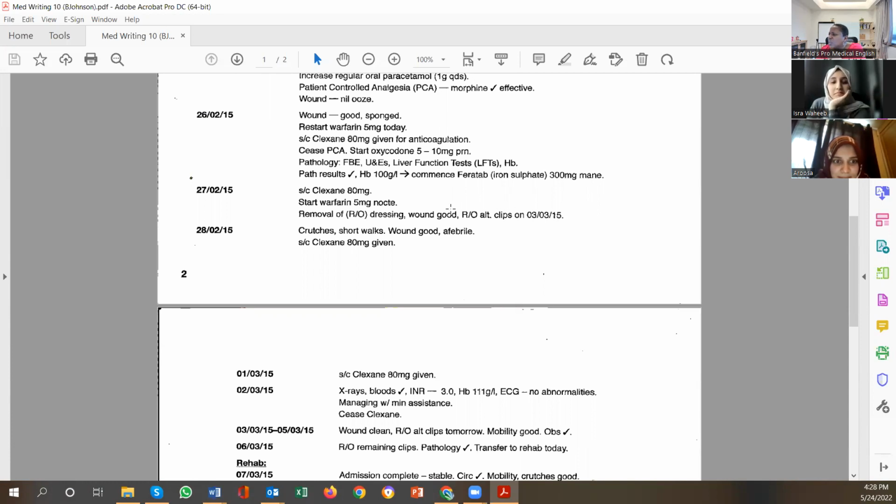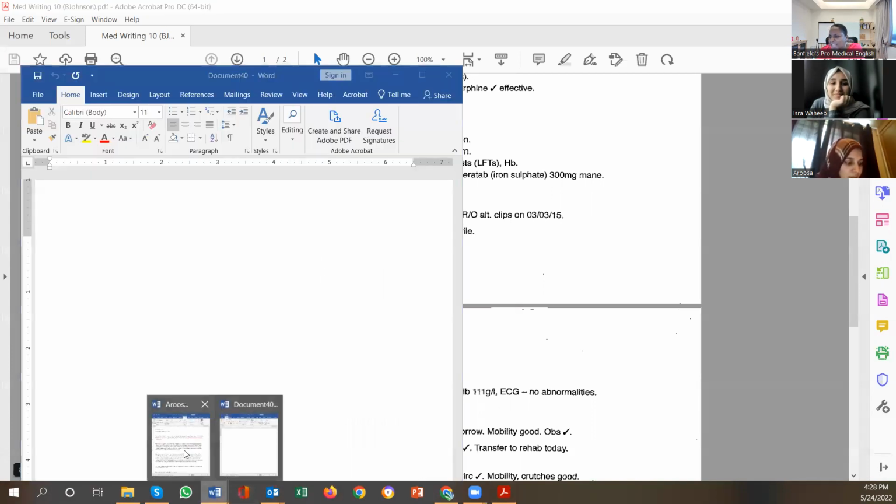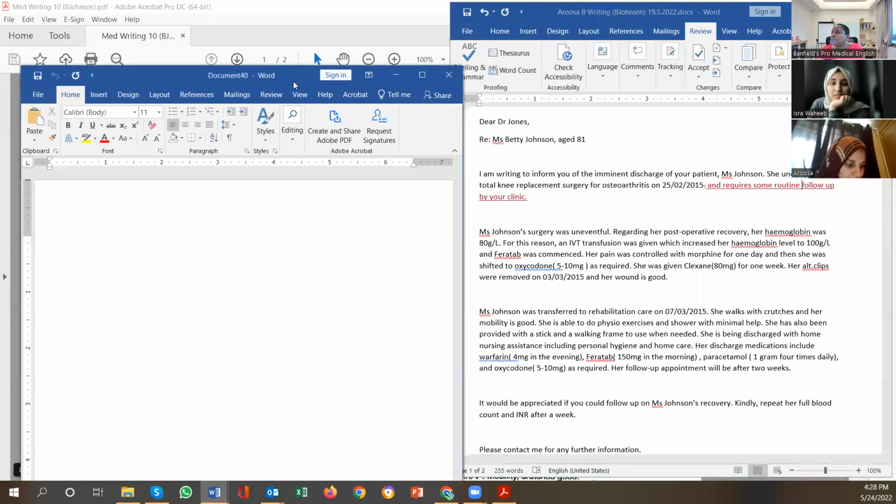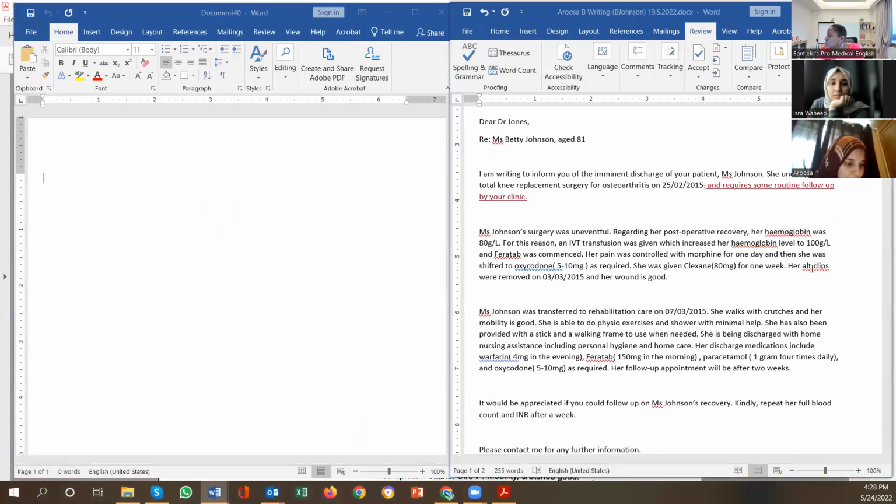What does RO stand for? Removal of. RO stands for removal of dressing. Okay. Removal of dressing. Wound good, which means the wound was in good condition, healthy looking. Removal of something, clips. Just put clips. You're right, just put clips. Because it was mentioned twice. Okay. So there are some types of clips called ALT clips.